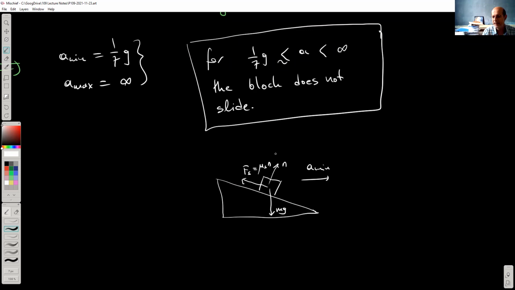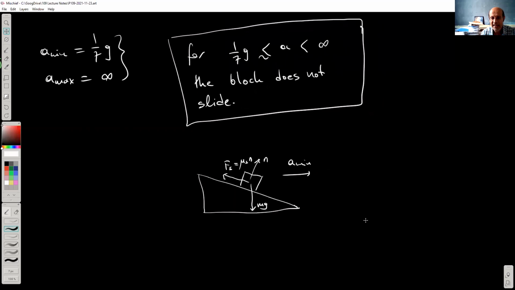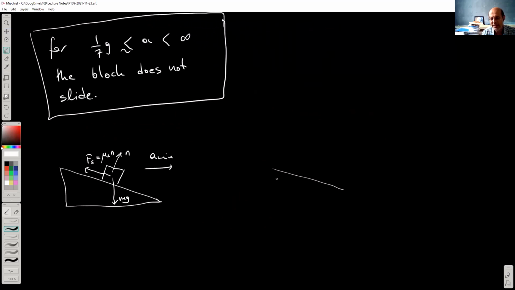So in that case, the static friction force at that extreme point, at that limiting value, is equal to μs times n. In the other extreme, we have this situation in here. The acceleration is large. It can be as large as possible, actually. In that case, it turns out that the static friction force is basically pushing the block in the downward direction.